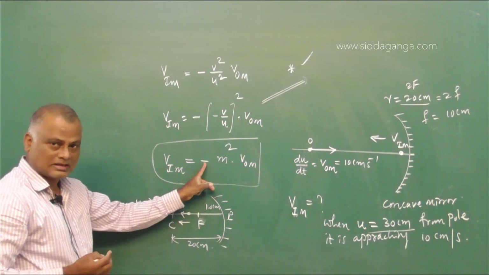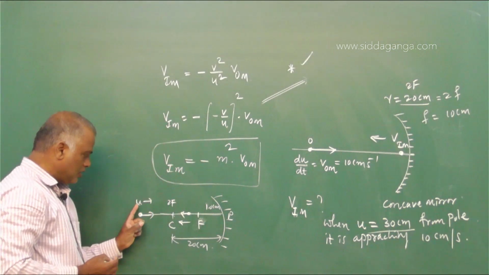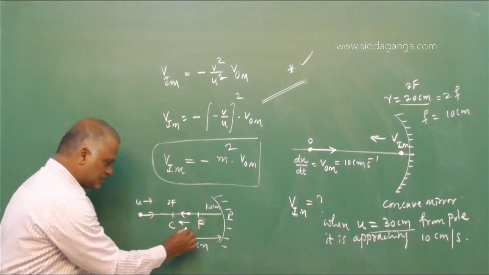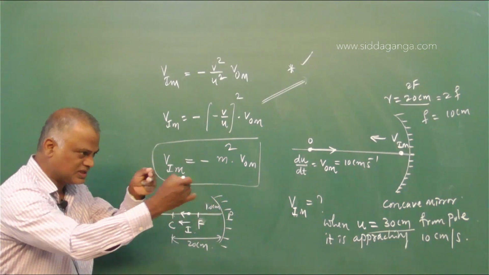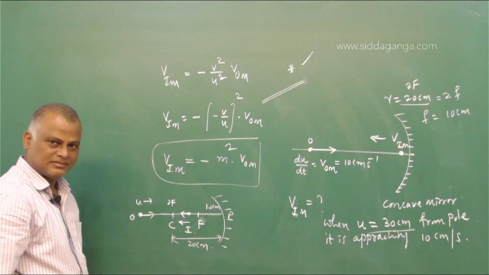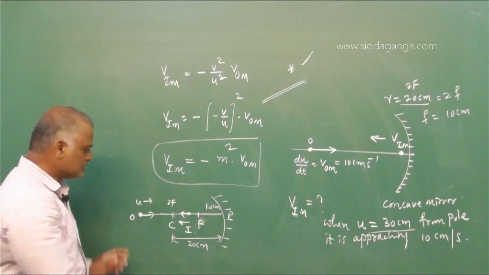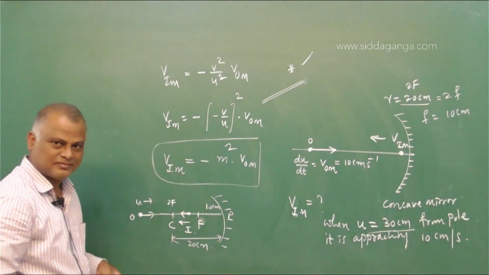The negative sign means that the object and its image are moving in opposite directions, which means they move towards each other.